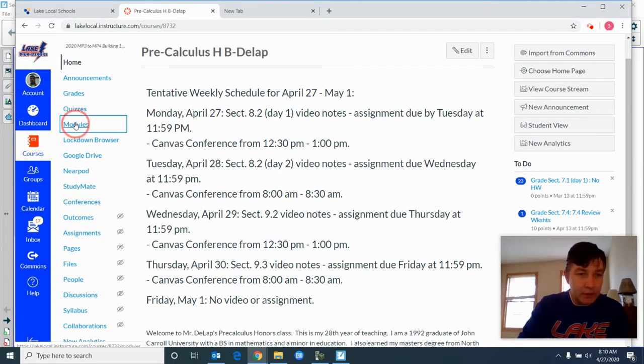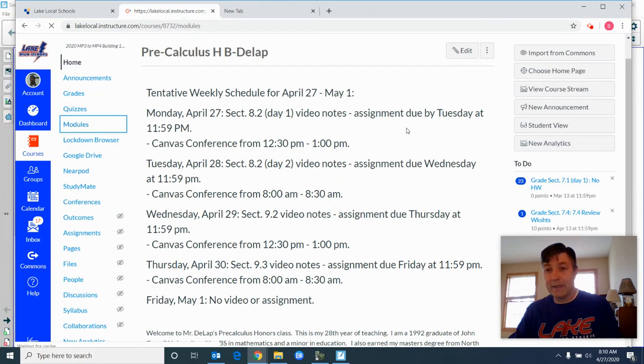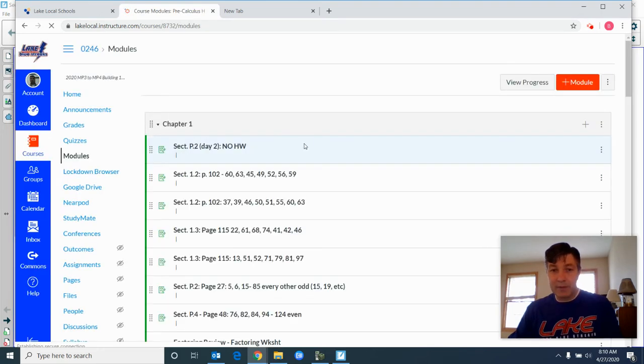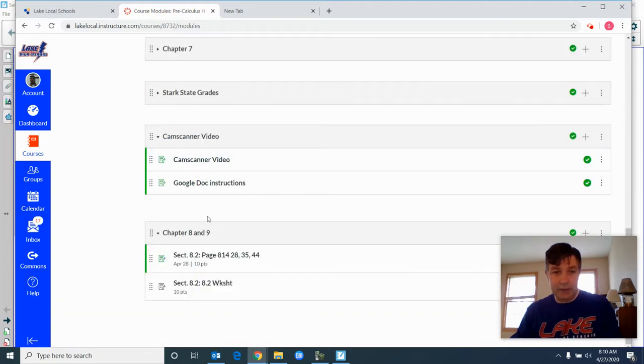Everything should be the same listed in terms of we're now in chapter 8. Look under that module. I'm a little slow here. Let's see what happens. Hopefully you got an idea what 3x3 systems look like. Down here at the bottom, I've got chapter 8 and 9, and then section 8.2 from yesterday, and then here's today. So obviously you probably already opened that.